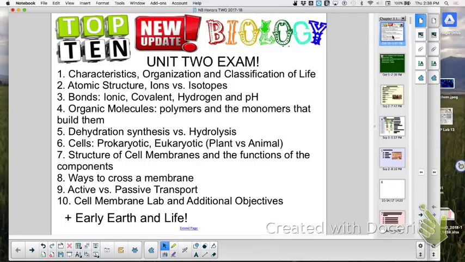One, focus on the labs. Make sure you know the lab. Read through the lab you wrote. Make sure you understand it. Two, you know you're going to get an additional objective question, so read through those so you're comfortable with them.